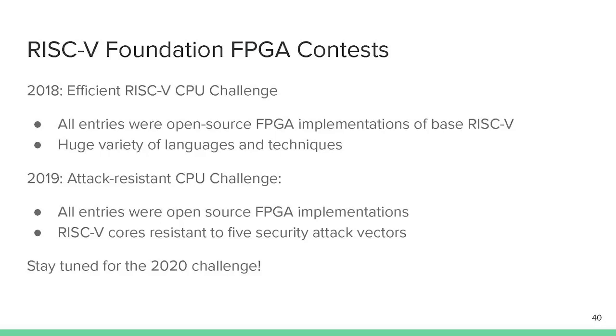Then in 2019, we wanted to build on top of that by embracing how well RISC-V works with the security community, with an attack-resistant CPU challenge. There were 5 attack vectors that people needed to build hardware resistant to. And again, they had to be open source FPGA implementations. I think the 2020 challenge will be announced probably in the summer, but I hope everyone here will be FPGA experts by then and can participate.